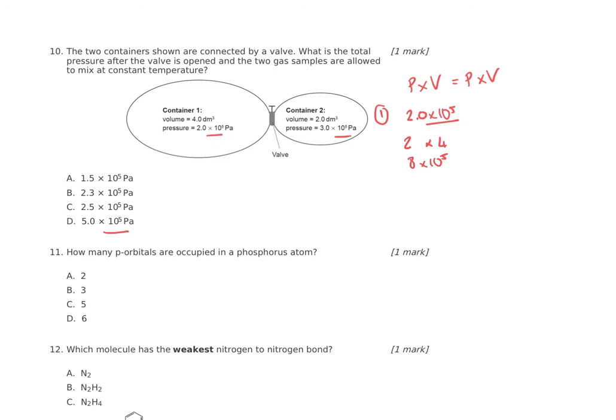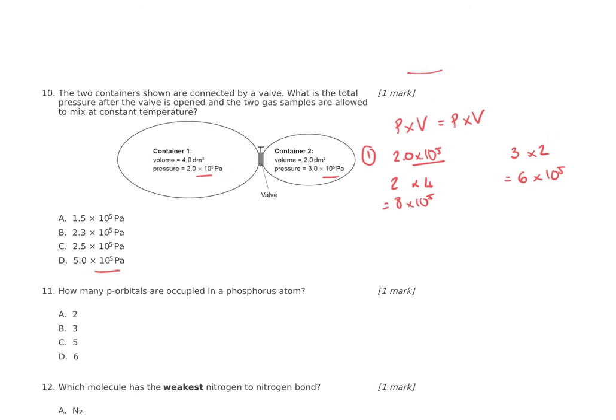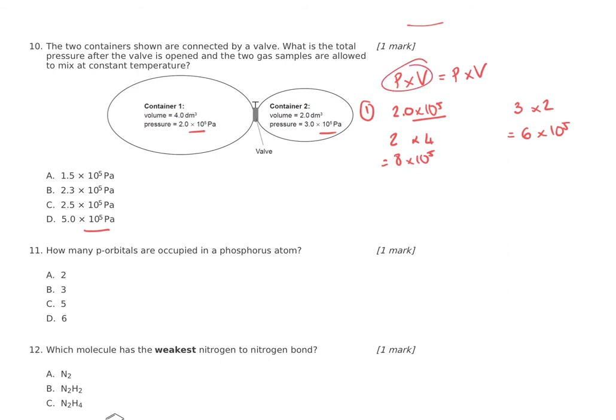I'm going to do the same for the other container. So the other container is 3 times 10 to the 5. So I'm going to do 3 times 2, which is going to give me 6 times 10 to the 5. Okay, so that's my P1V1. So that's my left side of the equation for each one. And then my volume, my new volume, is going to be 6 times 10 to the 5.